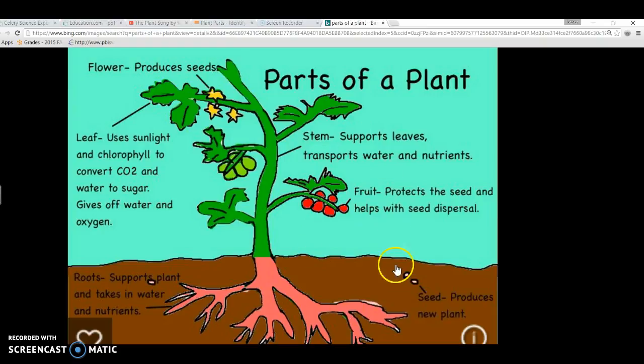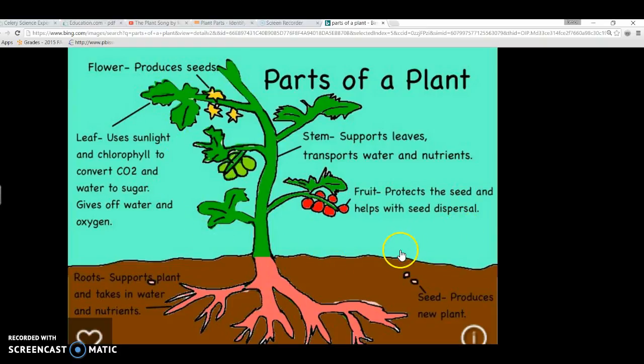So that's how plants are made. The water goes up through the roots, into the stem, out through the leaves, and then it produces a flower, and then the flower turns into a fruit, and then the fruit has seeds. So then once the seeds fall out of this plant, there goes a new plant. So that's a little bit that you can remember about plant parts.